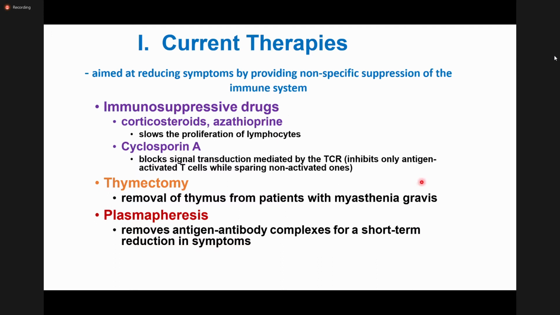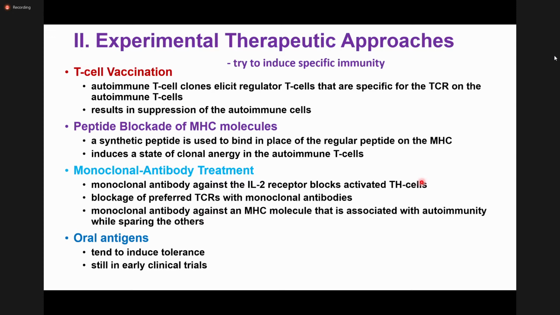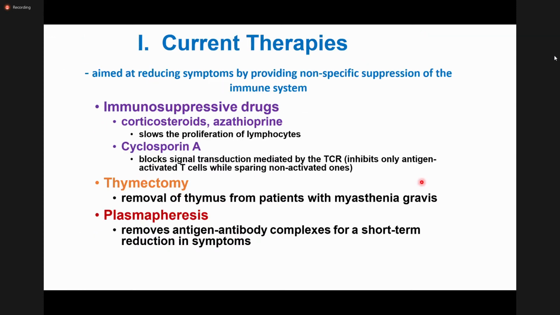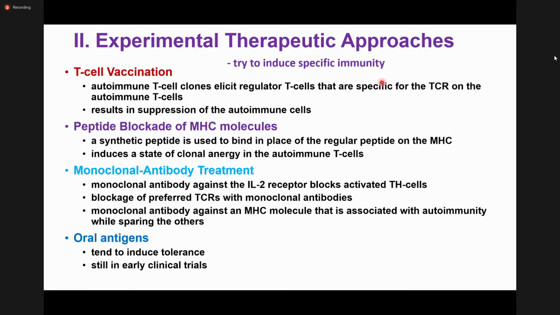So when we move to the therapies or the treatment measures, there are two types of therapies: current therapies, and therapies based on experimental therapeutic approaches, okay. So they use different concepts. The first one is aimed at reducing symptoms by producing non-specific suppression of the immune system. The other tries to induce specific immunity, if you know the particular target that you are looking at for treatment of the autoimmune disease.